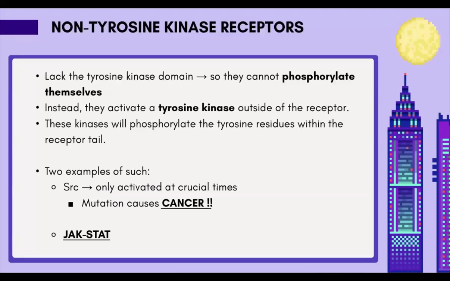So what these mean is that there's a receptor, although it does have the tyrosine residue, it does not contain the tyrosine kinase domain. So it does not have the enzyme. So they cannot phosphorylate themselves. They need an enzyme to come in and phosphorylate them.